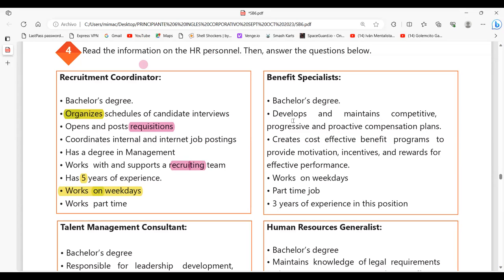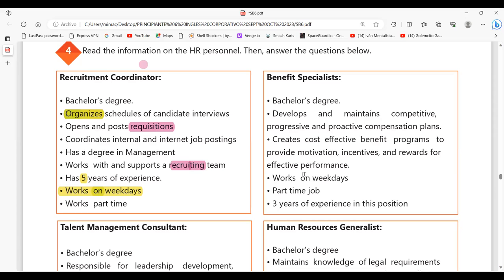Bachelor's degree, develops and maintains competitive, progressive, and proactive compensation plans. Creates cost-effective benefit programs to provide motivation, incentives, and rewards for effective performance. Works on weekdays, part-time job, 3 years of experience in this position.